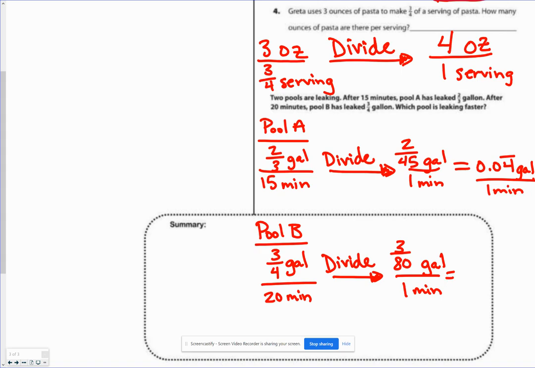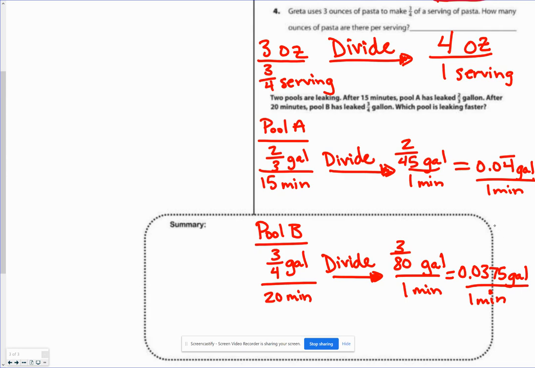Same thing down here. Take 3/80, hit that little arrow button that's right above the equal sign on your calculator. The little 2 arrows pointing away from each other. Or if you just want to divide on your calculator, 3 divided by 80 should give you a decimal. And that decimal is 0.0375 gallons per 1 minute. So it's leaking really slow. Still leaking, not a good problem to have.